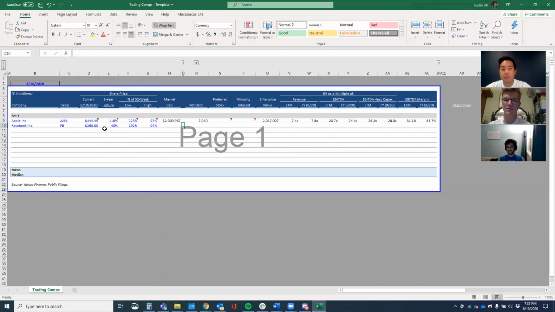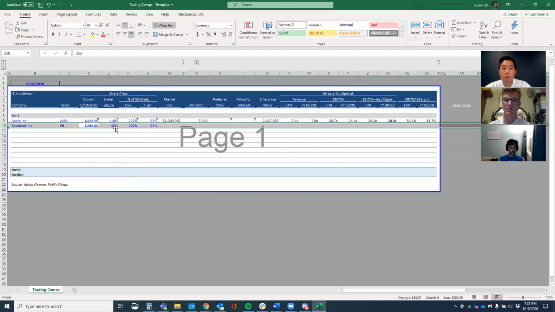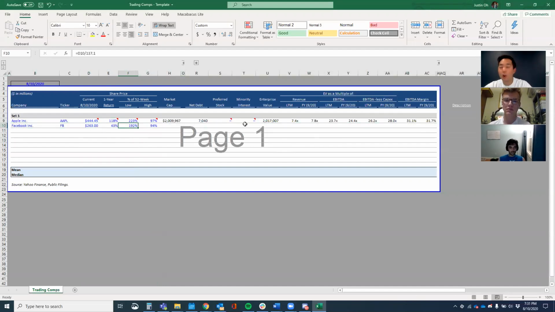So here we see Facebook's been trading, had been underperforming Apple by like a third, right?